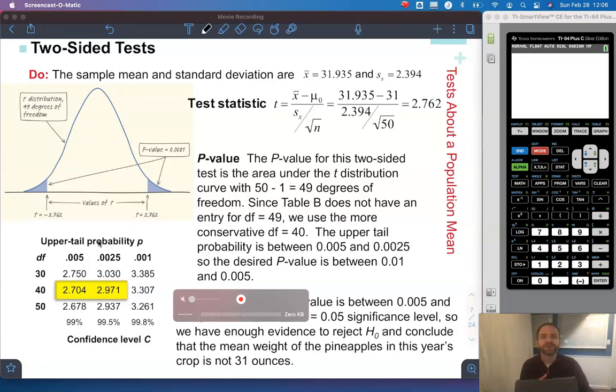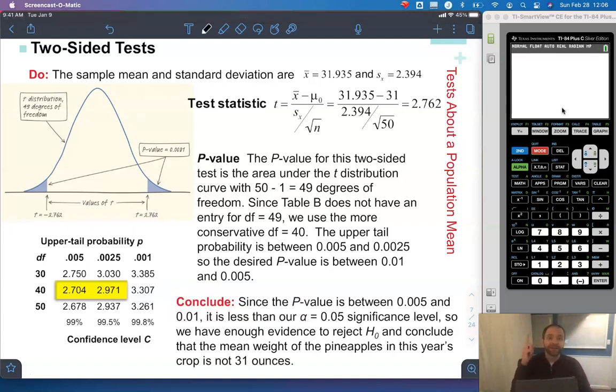And so you can see what it's between here, but I also have that calculator up above that I can use. And so I can go second distribution, and I'm going to go down to tcdf. Now I don't just want to be able to have the calculator and not know how to use it, thinking that if I have it, I'm safe.